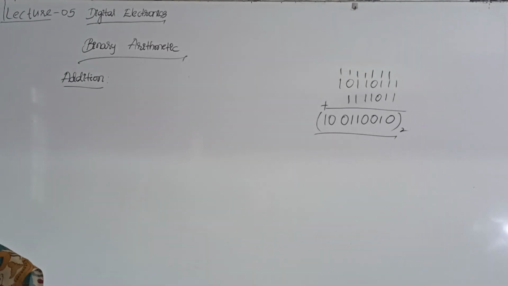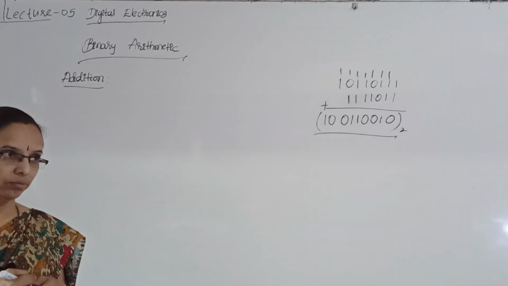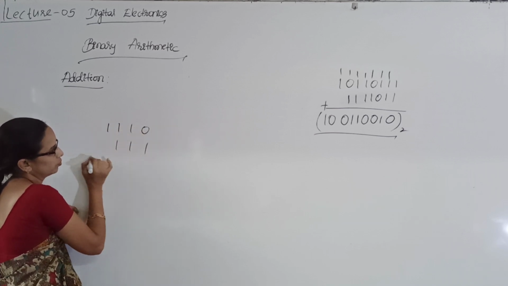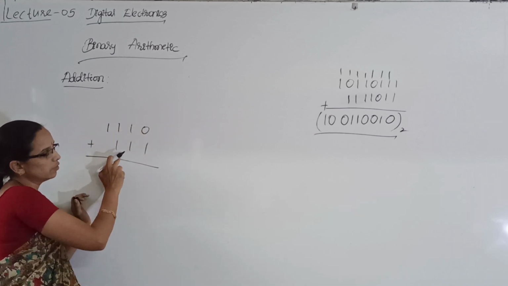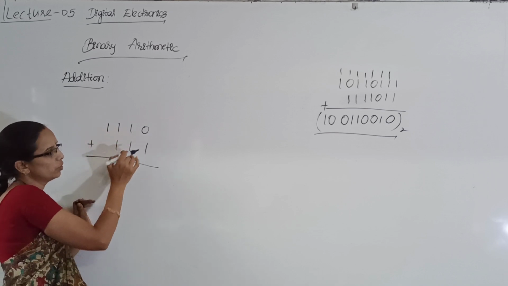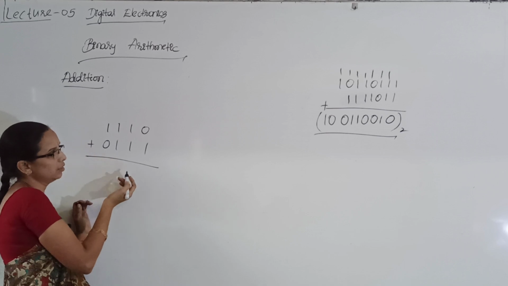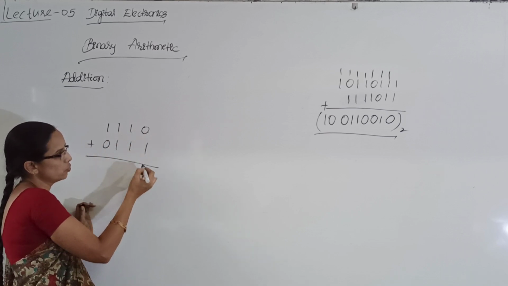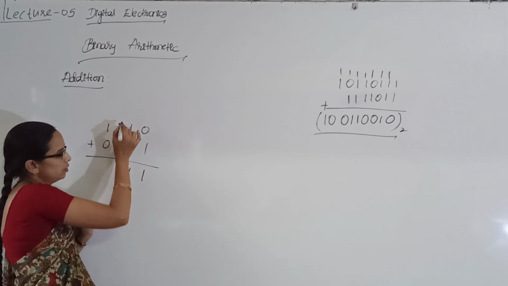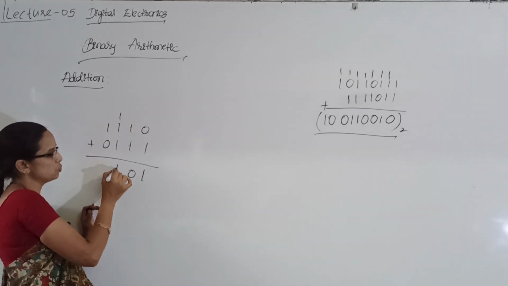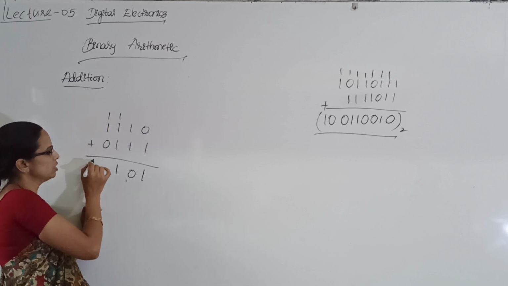Next one is the last problem I will do. 1110 plus 111. This is 7 plus 14. If you want, put 0 behind that. 1 plus 0 is 1, 1 plus 1 is 0 with carry 1, 1 plus 1 is 1 with carry 1, 1 plus 1 is 10.